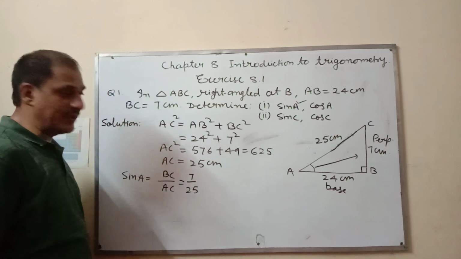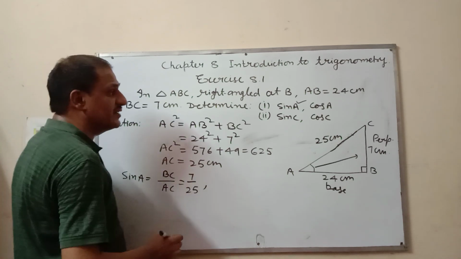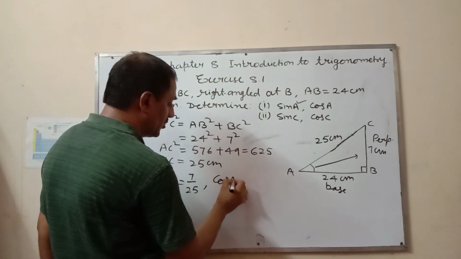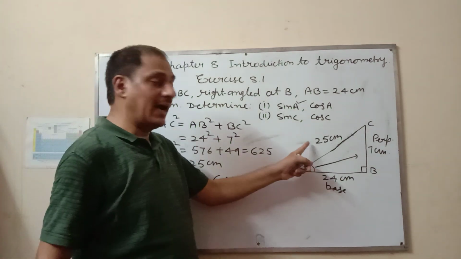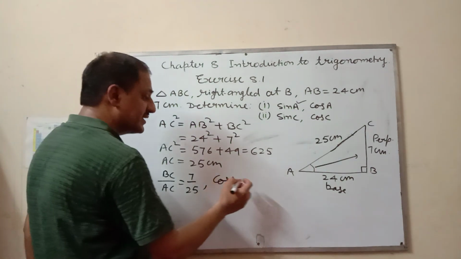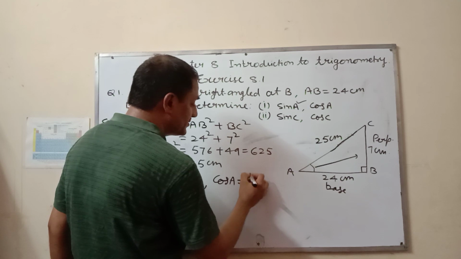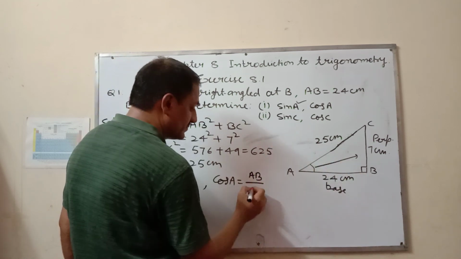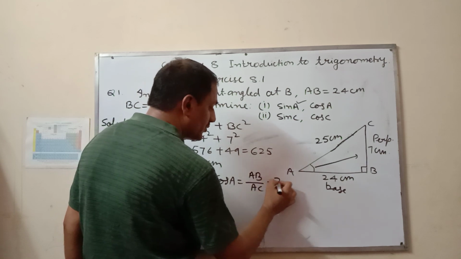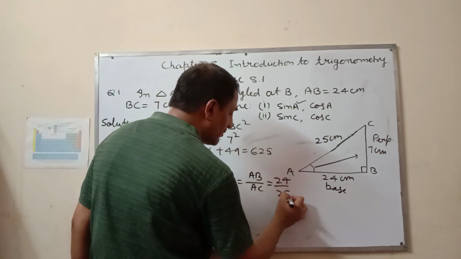Similarly, you can find the value of cos A. Cos A is equal to base upon hypotenuse. Here base is AB and hypotenuse is AC. It is equal to 24 by 25.